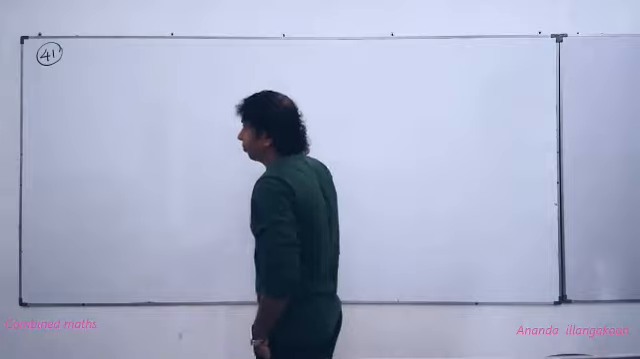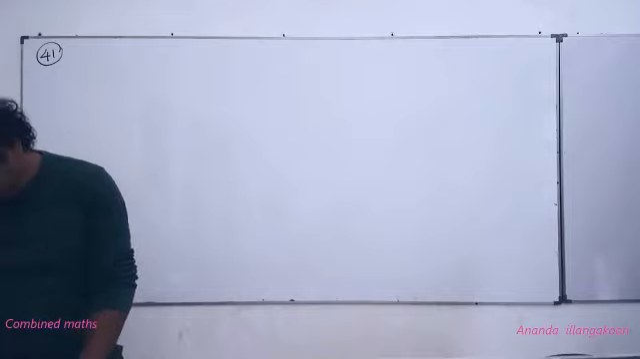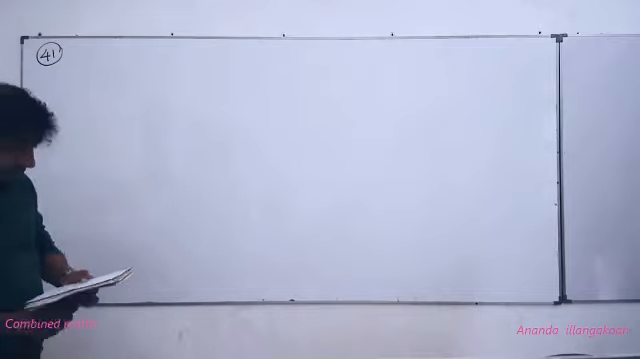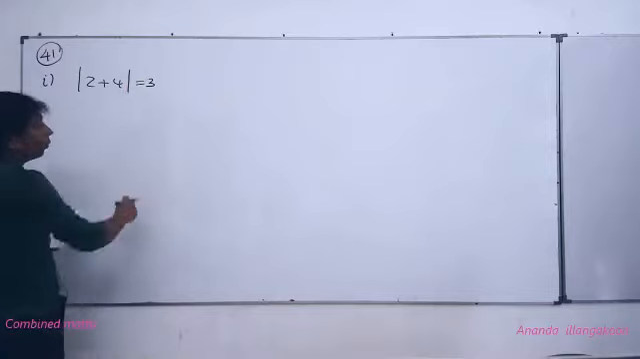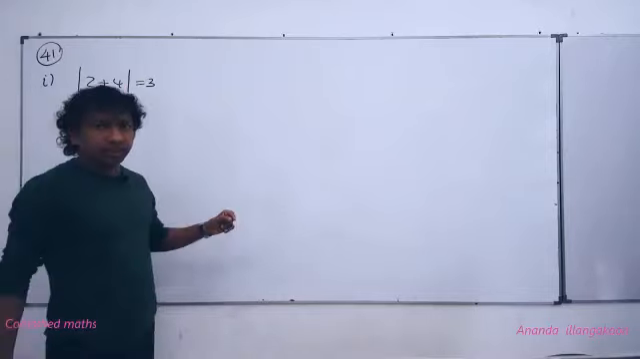Question number 41. What is that path? Find the locus of Z such that modulus of Z plus 4 equals 3. People, you know, the modulus of a complex number equal to a fixed value. What is that path? The path is a circle.